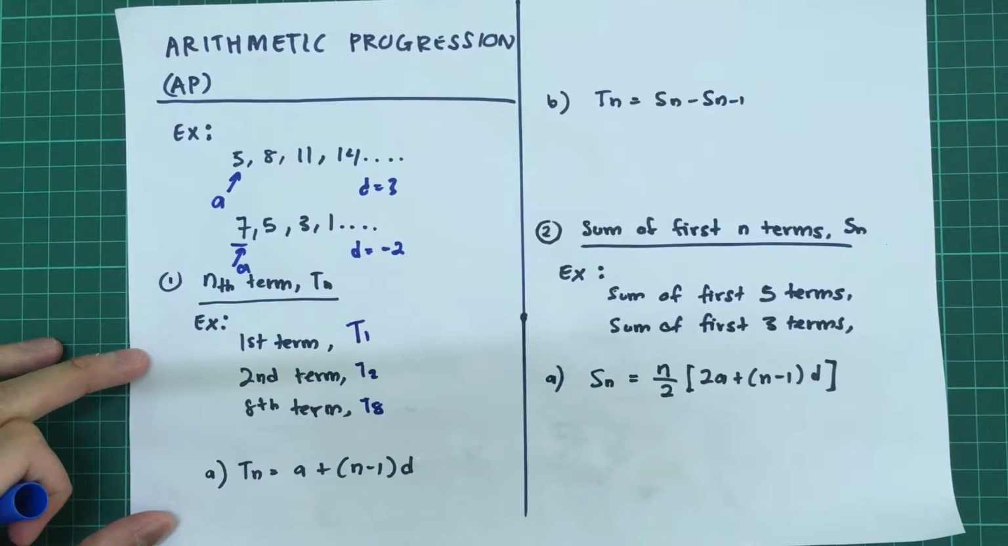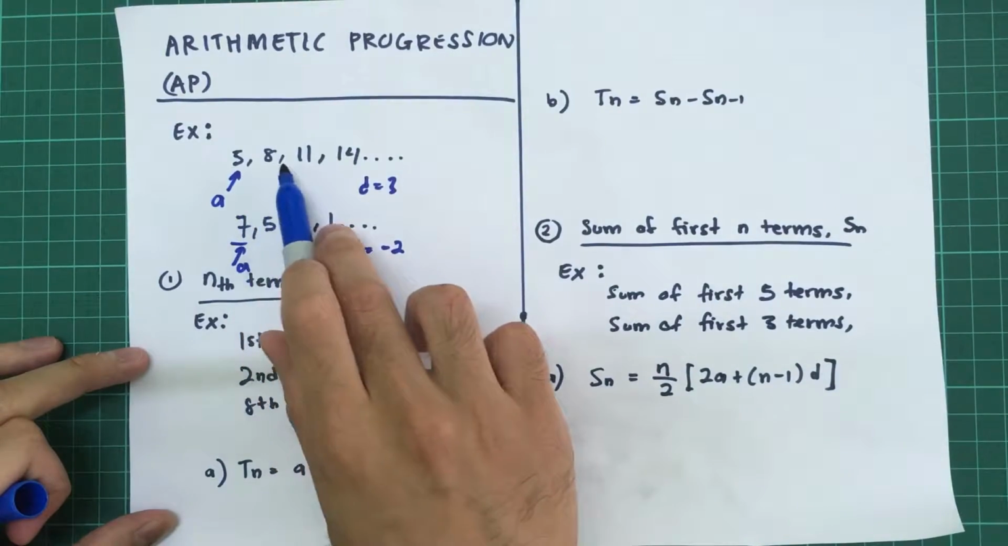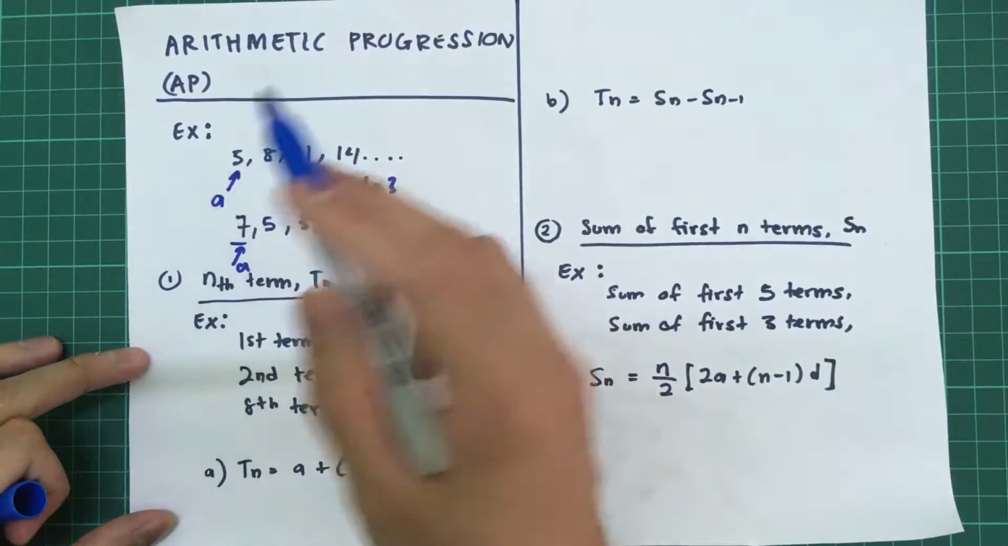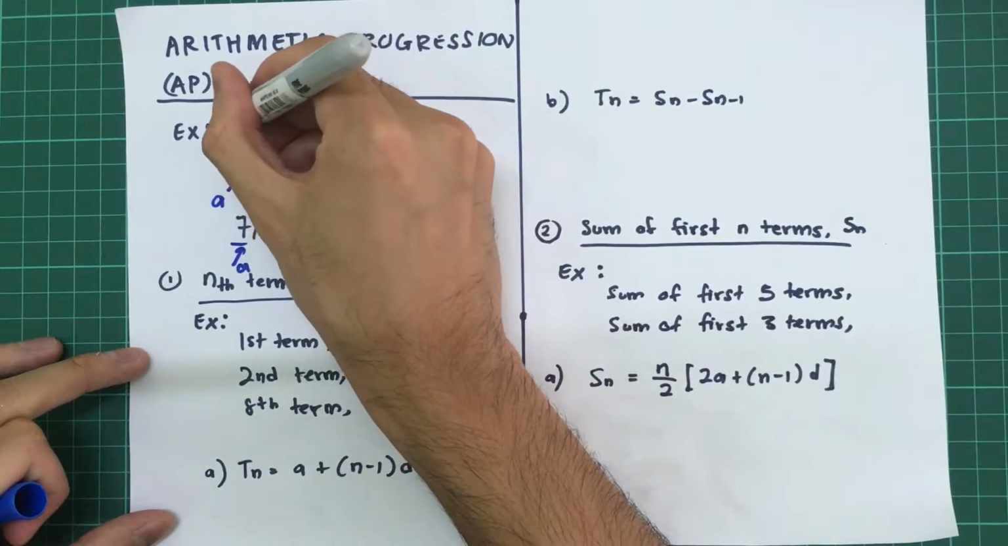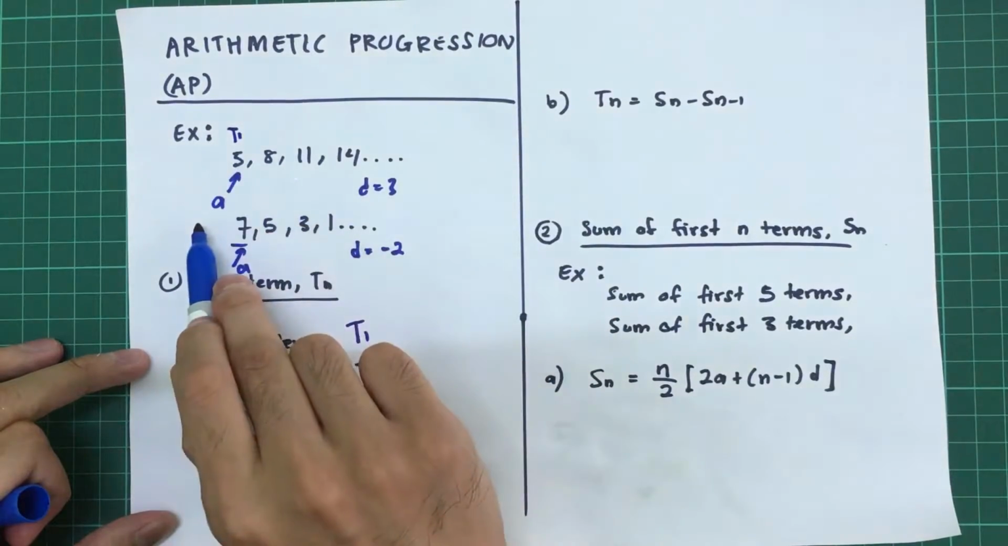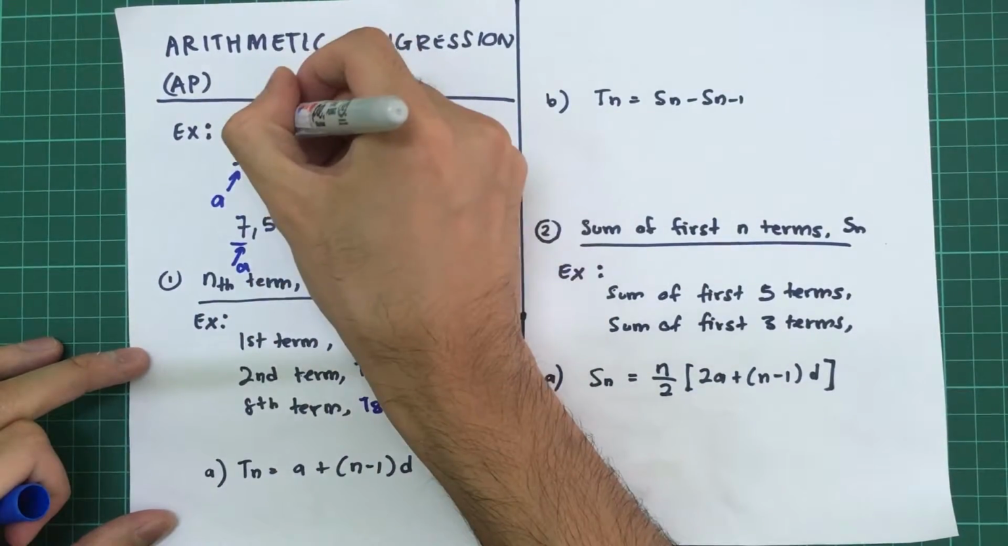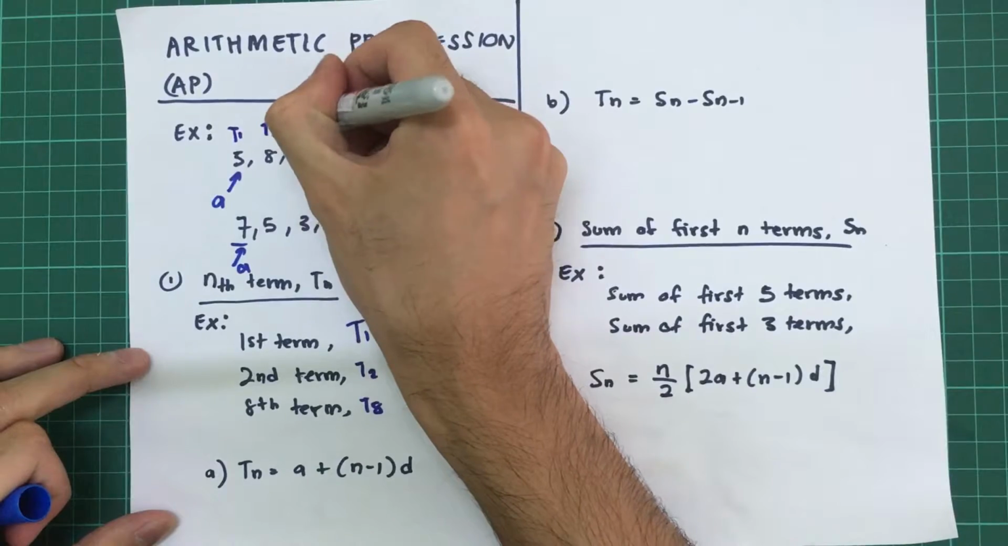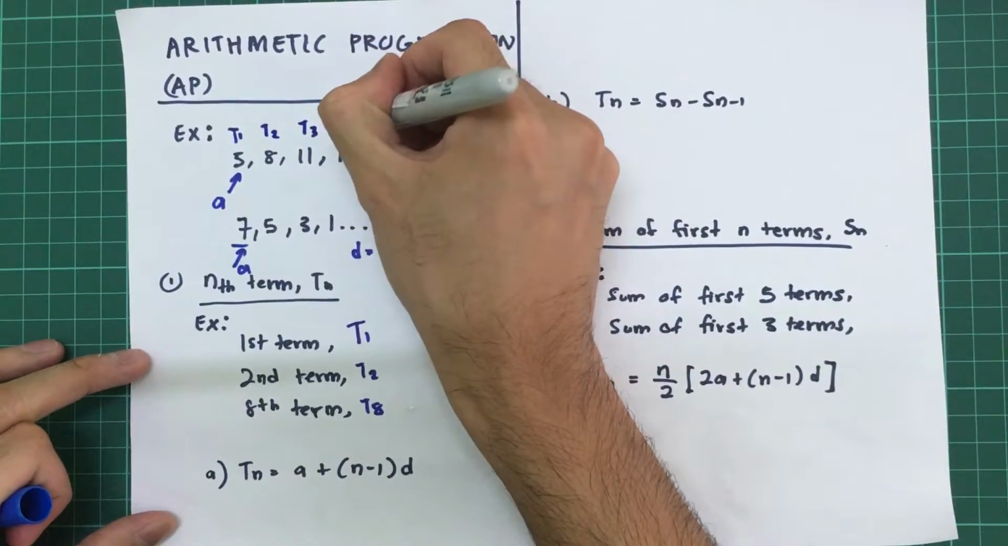Let's apply this. Let's say we go to first example here. 5, 8, 11, 14. So 5 here is actually your T1. So take note here that T1 is actually equals to A. And 8 is actually equals to T2. 11 is T3 and 14 is T4.